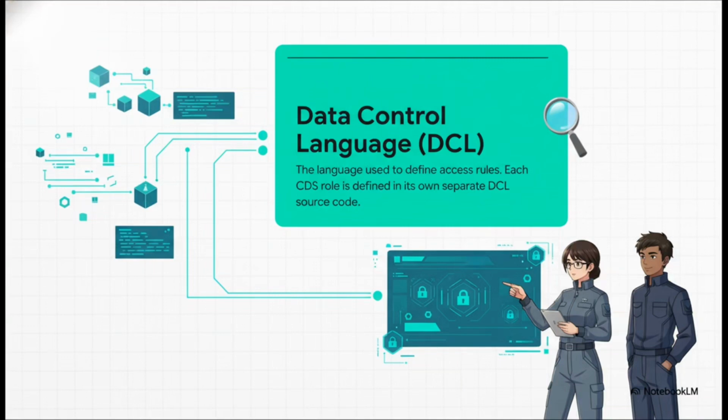The easiest way to think about this is you use DDL, the data definition language, to define the blueprint of your data, what it looks like. And you use DCL, the data control language, to define the security guard's rulebook, who gets to see it. And what's really nice is that these rules live in their own separate file, which keeps your data model clean.